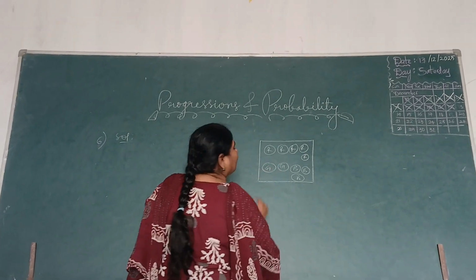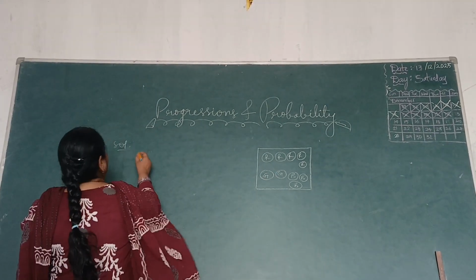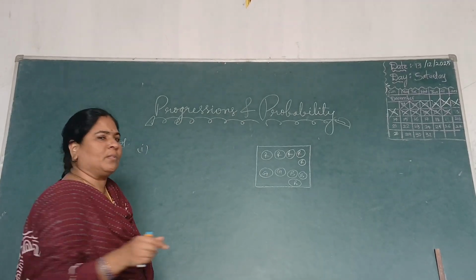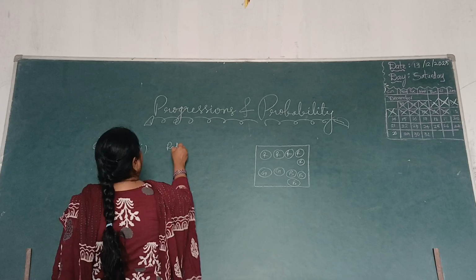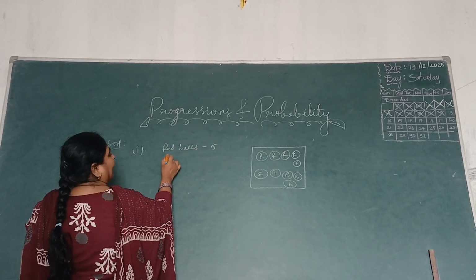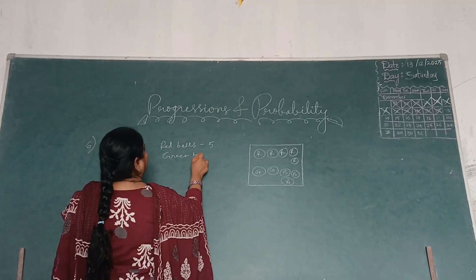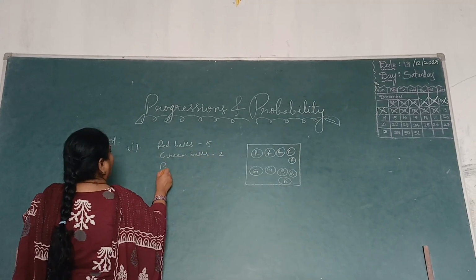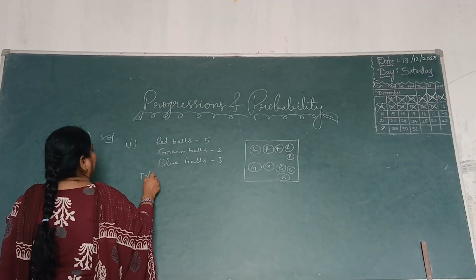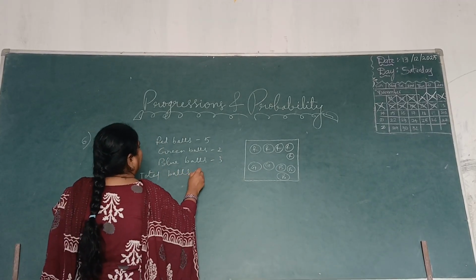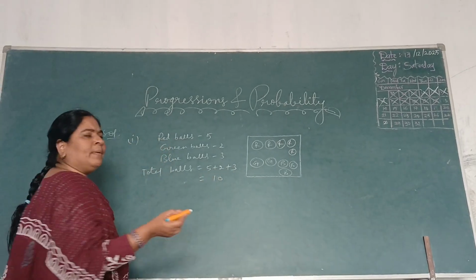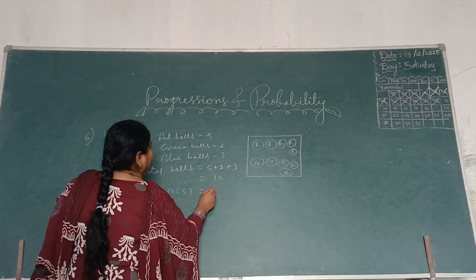So what do we need to find now? What did the first one ask? A red ball. Probability of getting a red ball. So let us list out. Red balls are 5, green balls are 2, blue balls are 3. So first of all we have to find out total balls. Total balls are 5 plus 2 plus 3, that is 10 balls. So we will take n of s as 10.